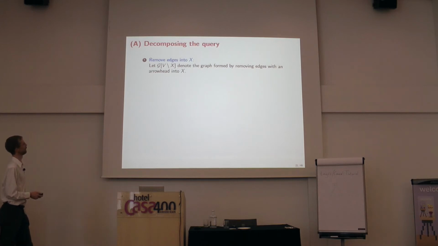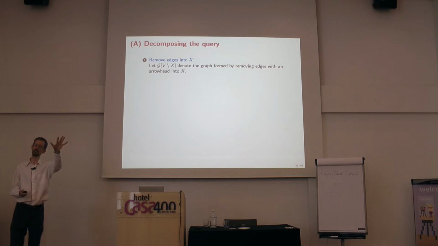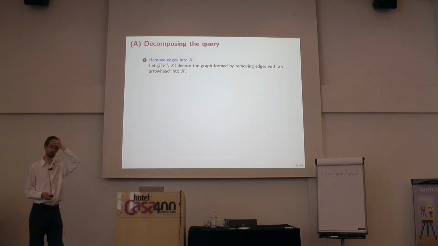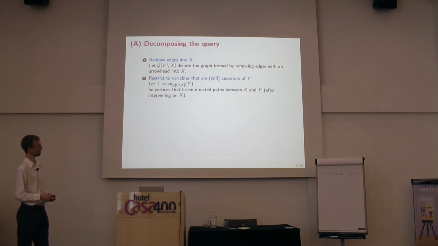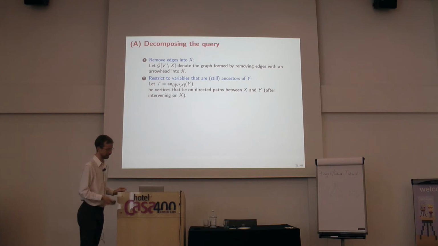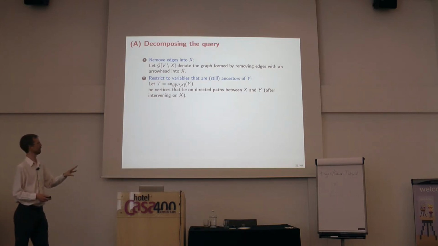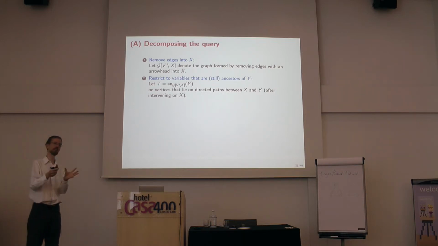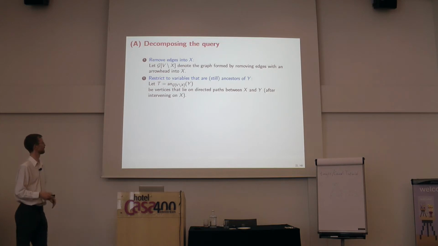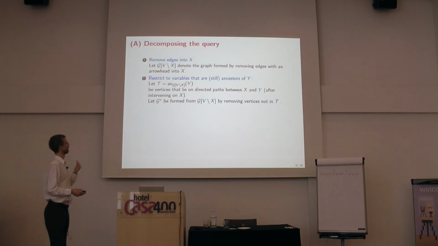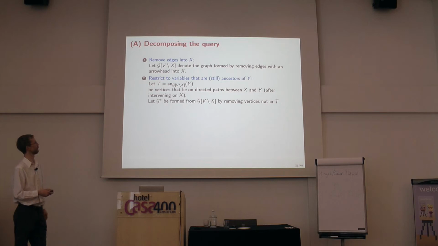So I'm first going to cut all the edges into X. So I'm going to start off with a DAG, and I'm going to say, suppose that we intervene on all the variables in X. So this is just a notation for the graph where I intervene on everything in X. And then I'm going to throw out any variables that are not ancestors of Y. So I'm going to restrict to the variables that are still ancestors of Y after I've intervened on variables in X.